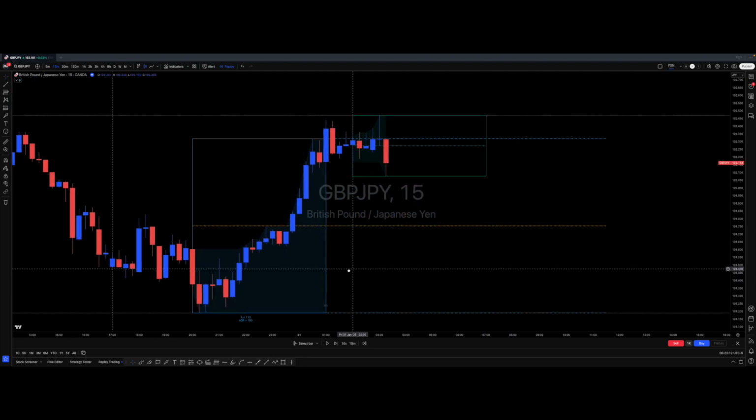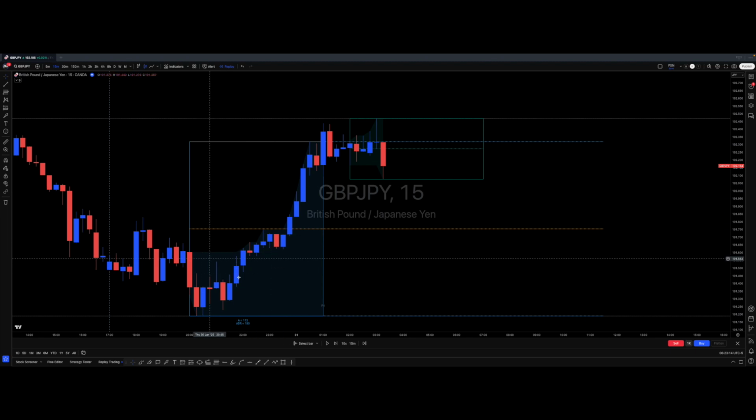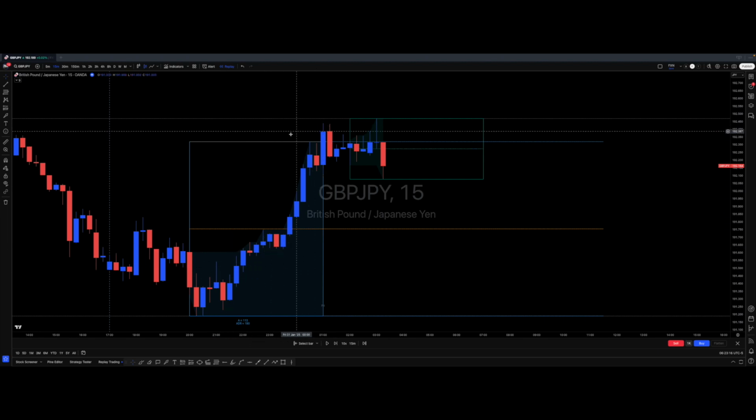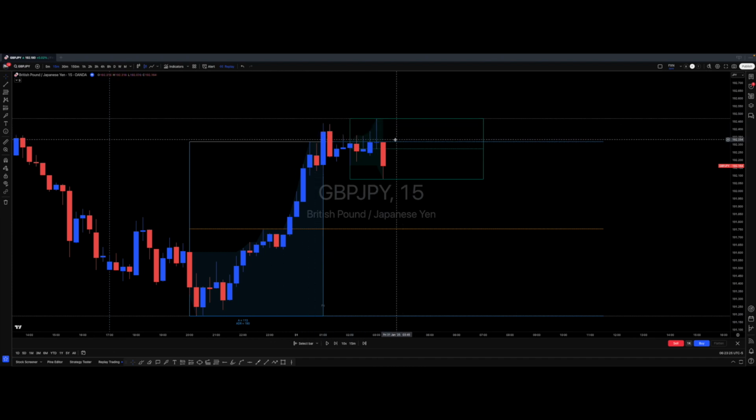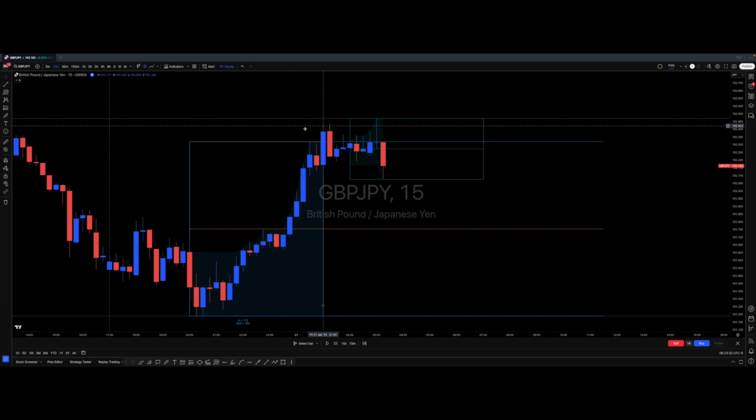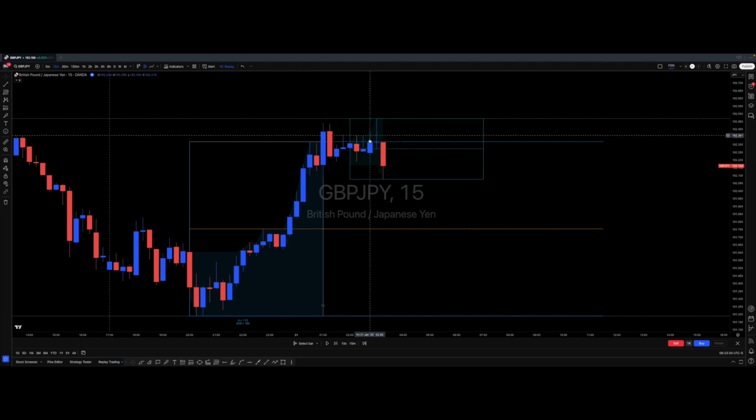Here is another example of manipulation. Again, you have the Asian session, and then you have market makers right here grabbing orders. This time they're grabbing all of the buy stop orders that are sitting up here. Again, you can tell that because they're staying literally at this level over and over again.